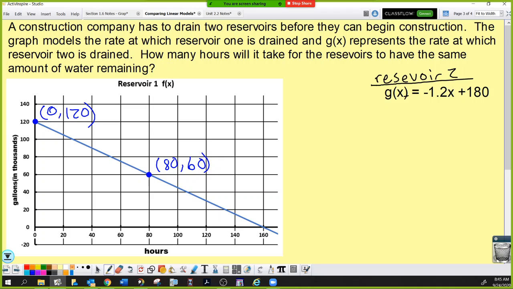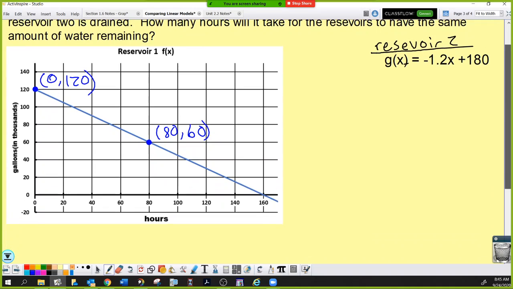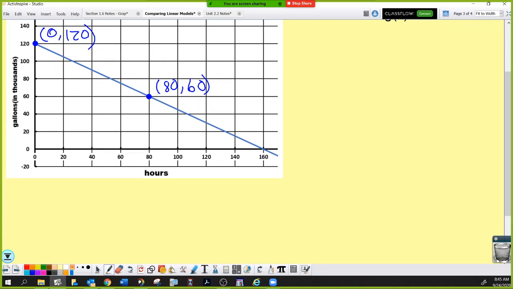So for reservoir 1, we will need to find our slope. And luckily, the y-intercept was handed to us, so we don't have to work for it. y2 minus y1 over x2 minus x1. Call this one x1, y1, because it's the one that's closest to me, and call this one x2, y2.